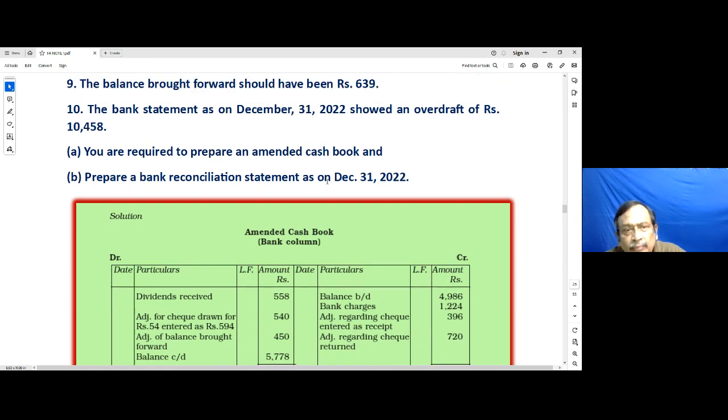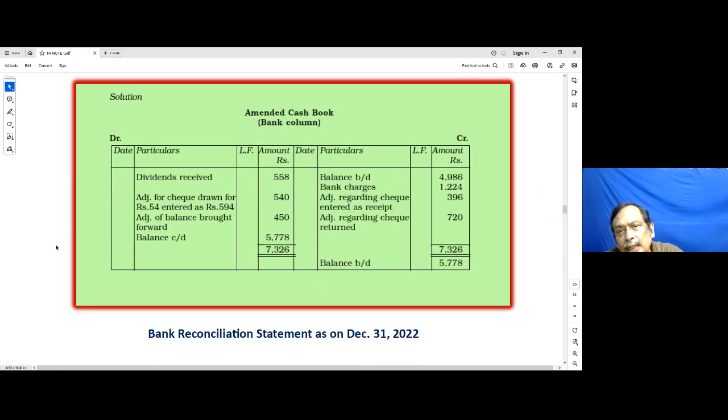Remember, the bank reconciliation statement should be prepared taking into consideration a particular date, that is December 31st, 2022, as the question suggests, because within that date, we must see what corrections are required to be made in the cash book and what transactions are not recorded in the passbook but recorded in the cash book, that we want to justify. So first we are going to prepare an amended cash book bank column.